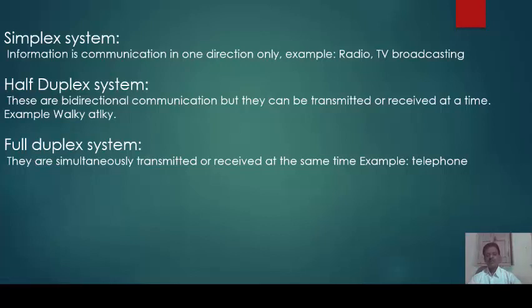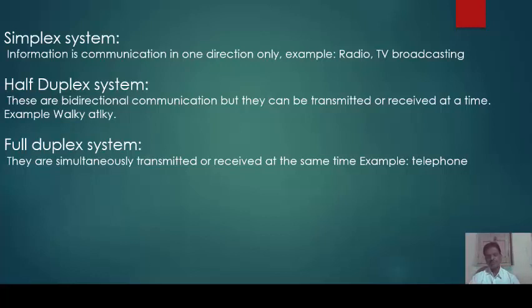The next type of communication is the full duplex system, which is the real bidirectional communication system. In this case, the signal can be transmitted and received at the same time, meaning simultaneous reception and transmission can take place. The example of this is the telephone, where we can send and receive the signal at the same time. So this is the classification of communication according to the direction of communication.